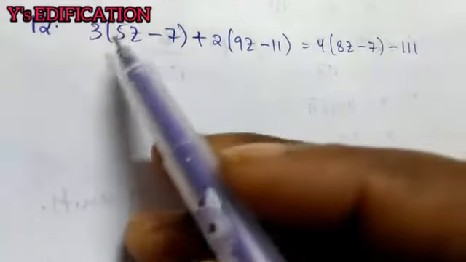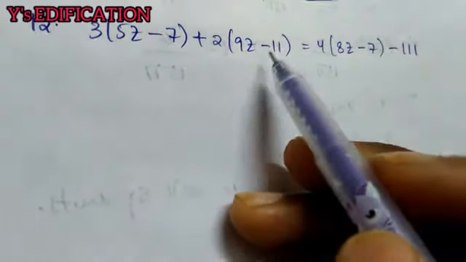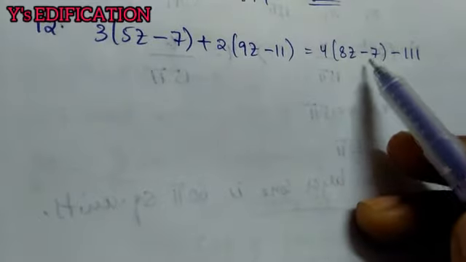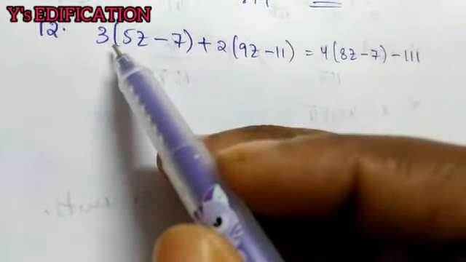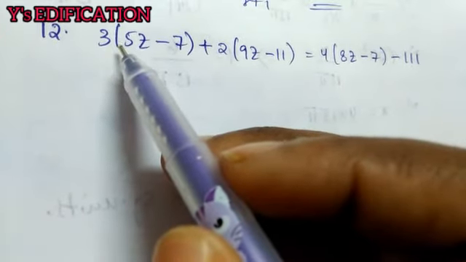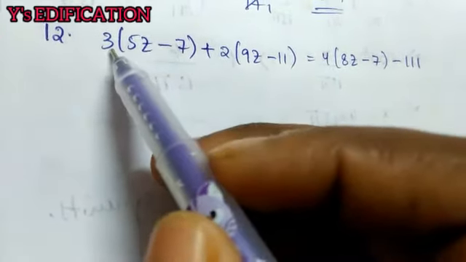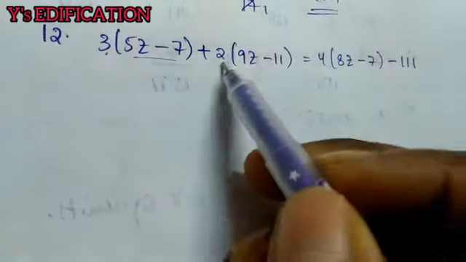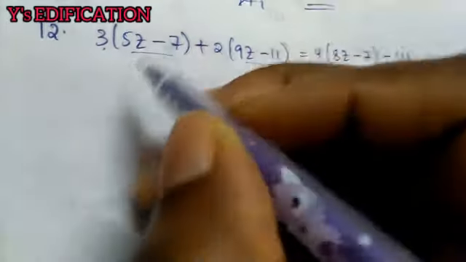Next one. 3 into 5z minus 7 plus 2 into 9z minus 11 is equal to 4 into 8z minus 7 minus 111. Okay, what we have to do? I think you have got very familiar with the previous problems, right? So we just have to multiply this 3 with this term and 2 with this term and 4 with this term. Okay, now let's do.